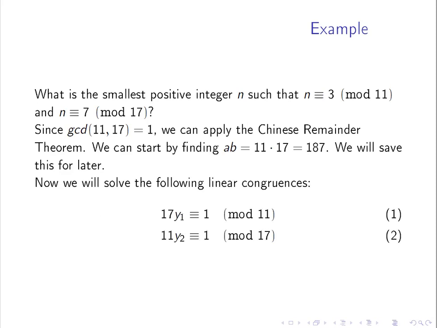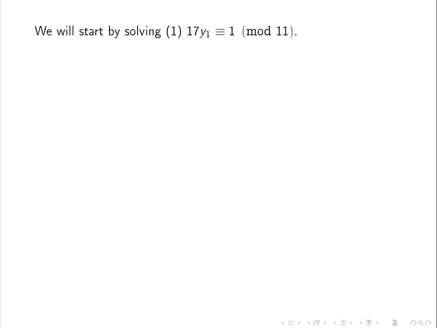Now we need to solve the following 2 linear congruences. 17 y1 congruent to 1 mod 11. Notice I took the opposite modulus and multiplied it, and I'm setting it equal to 1. The reason is if I find out what y1 is and it's equal to 1, I can simply multiply this value by 3 and it will then end up equaling 3. So I'm cheating here and I'm essentially finding the inverse of 17 mod 11. All right, so let's go through and solve each one of these linear congruences. Let's start with the first one.